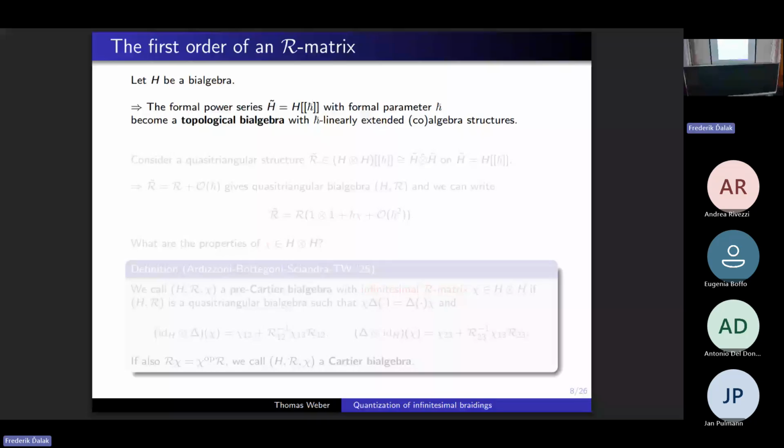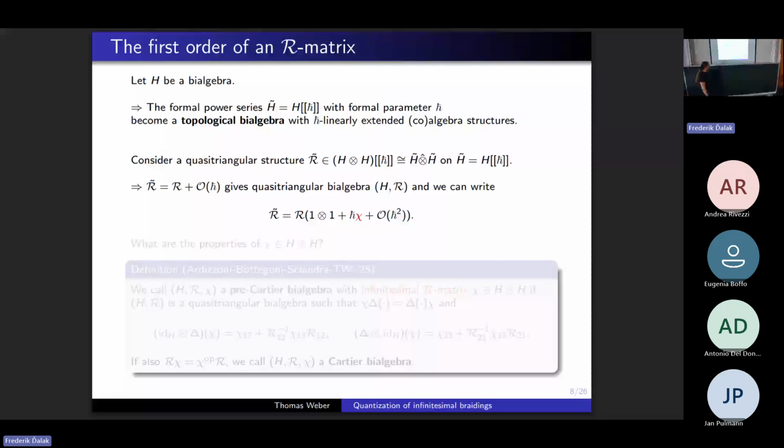So let's say on this topological bi-algebra, you have a quasi-triangular structure that we call R tilde. This actually gives us a lot of information because we have a formal power series, and in each order, some things have to be satisfied. So let's read this in low orders. In zeroth order of H bar, I can write R tilde just as R plus higher orders. And this R will give us a quasi-triangular bi-algebra structure on H, on the bi-algebra you start with.